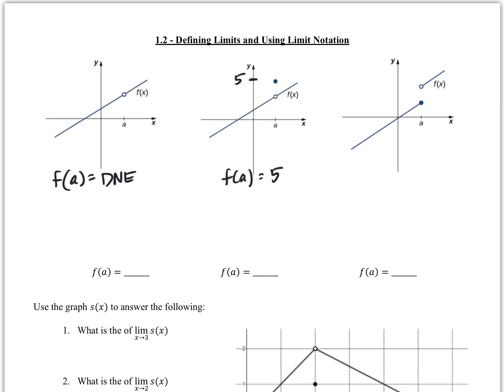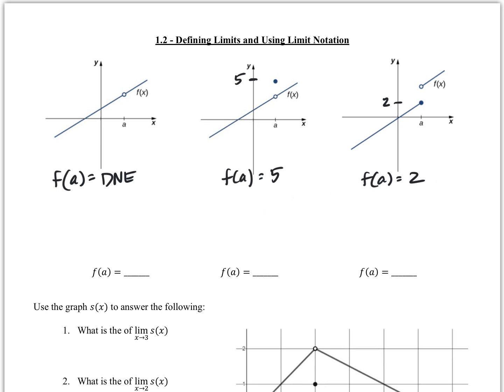What about on this one? F of a, does it have a value on the third one? It does have a value. I want you to make it up. 2. I was thinking the same thing. Whoops, I almost wrote a 5. Do we agree? Those all 3 had different values.